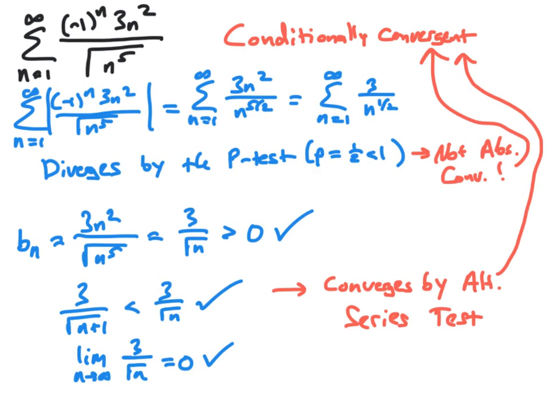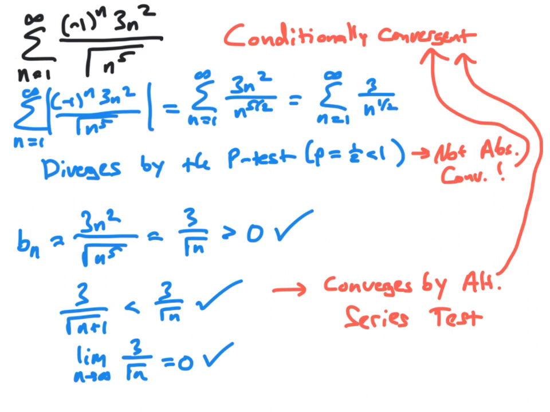For the second series, we take the series of absolute values, which gives us the sum from n equal 1 to infinity of 3n squared over n to the 5/2, which we can simplify as the sum from n equal 1 to infinity of 3 over n to the 1/2. This is 3 times a p-series with p-value of 1/2, which is less than 1, and therefore this series diverges. Since the series of absolute values diverges, we know the series does not absolutely converge. We then move on to try the alternating series test.